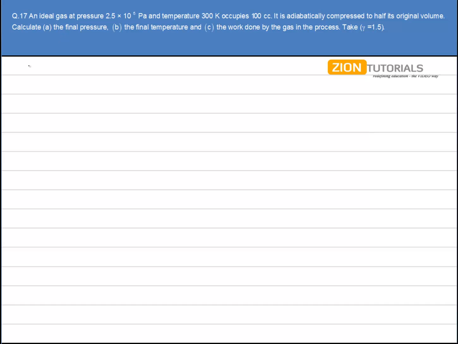So first of all, I have to calculate the final pressure. Now the process is adiabatic, so clearly PV to the power gamma will be a constant. This is the condition for adiabatic. So I have the initial pressure P1 and volume V1, so I can write it as this. Initial pressure is given as 2.5 × 10^5.